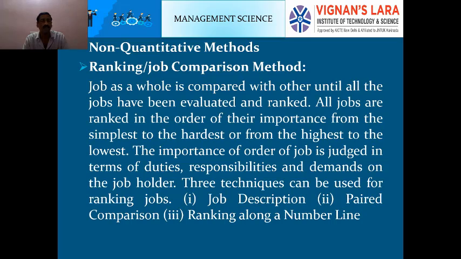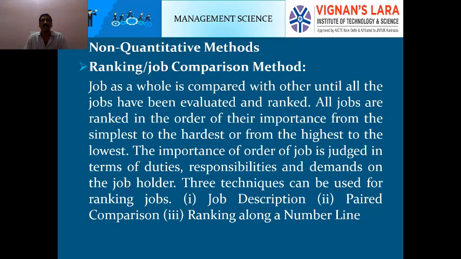Under this, the first one is the ranking or job comparison method. We already know ranking relates to the output level of the job. Various ranks are provided on the basis of the merit of the job: rank 1, rank 2, rank 3, etc. These ranks are maintained on the basis of parameters, and these parameters are set by the experts or the HR manager. That is, a job as a whole is compared with the others until all the jobs have been evaluated and ranked.